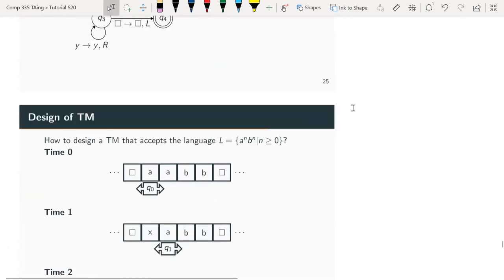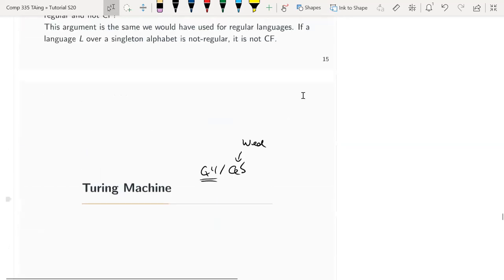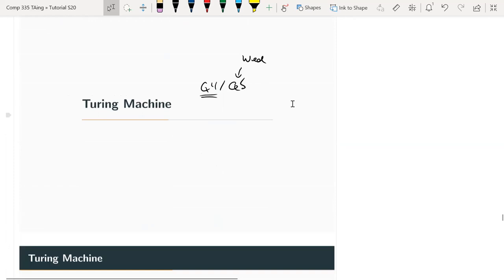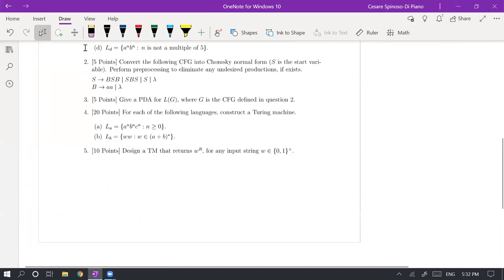Any other questions for assignment 4 or anything else? Let me get assignment 4. So what you're asking here is the greater or equal to 0, and also this lambda is part of the language. There's no way that a Turing machine can accept the empty string. You can't create a transition for that to happen.